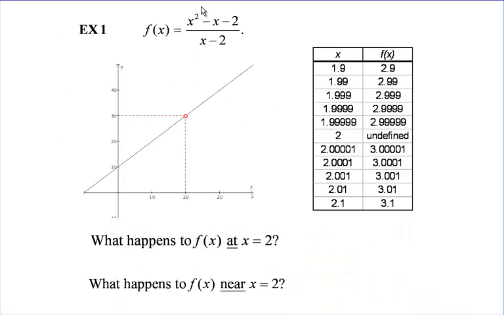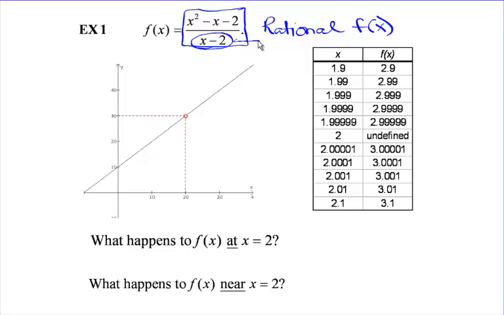So let's look at this function. This is the function f of x equals x squared minus x minus 2 over the quantity x minus 2. This is a rational function. Rational functions are polynomials over polynomials. And we know that with a denominator, we could have the possibility of having division by zero. And for us analytically, with the algebra that we know, we're going to have trouble when x equals 2.